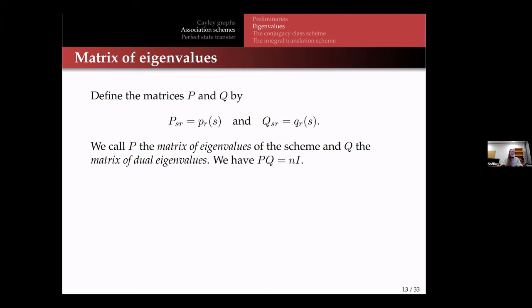And again, we can just see this by staring at these two equations we had before, that P times Q is equal to N times the identity matrix. And that's important.